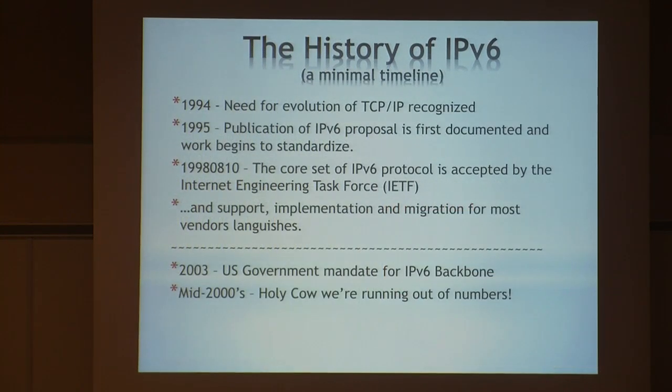So, IPv6. In 1994, they realized that TCP/IP has to evolve. They have to change this. 4.3 billion addresses is just not going to be enough within the next decade or so.